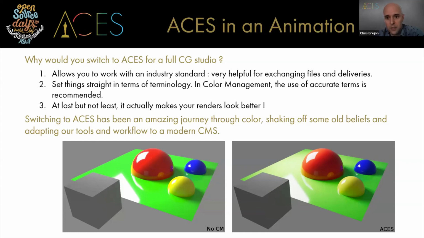And last but not least, ACES actually makes your renders look better. If we have a look at the two examples below, on the left we have a linear render displayed with a sRGB transfer function. On the right we have an ACES CG render displayed with the sRGB ACES output transform. We can see how the area light and its influence is much more interesting in ACES. Just look at the shape of the red sphere and the falloff on the green plane. Pretty cool, right? Next slide, please.